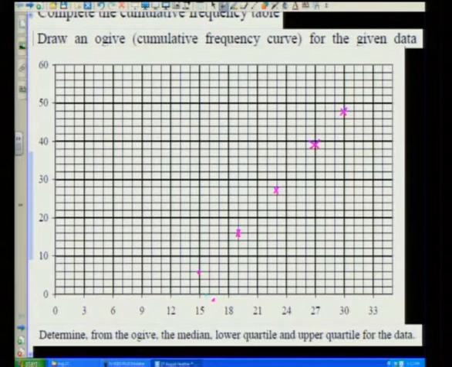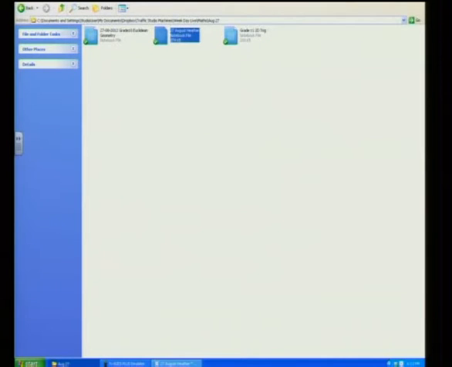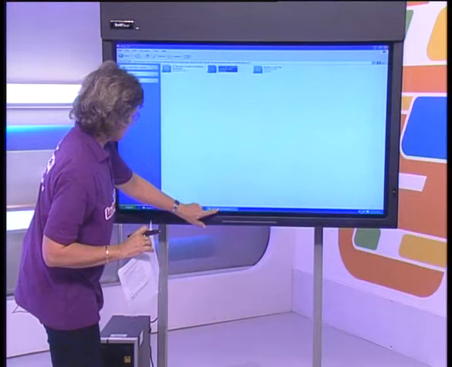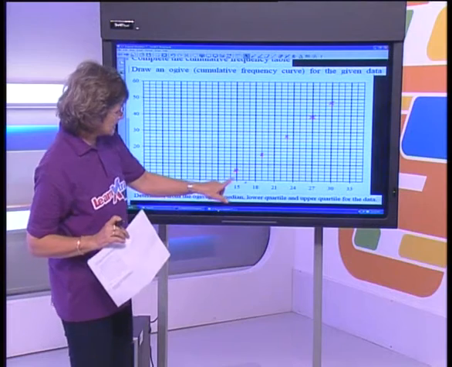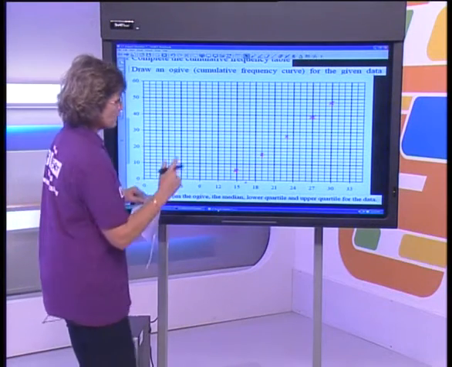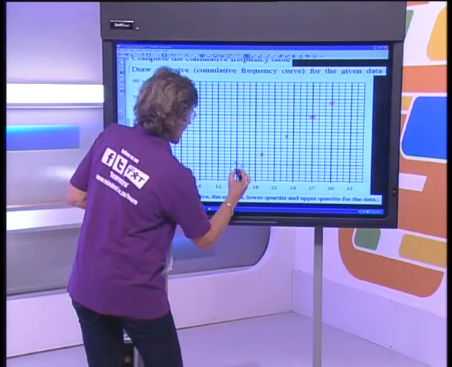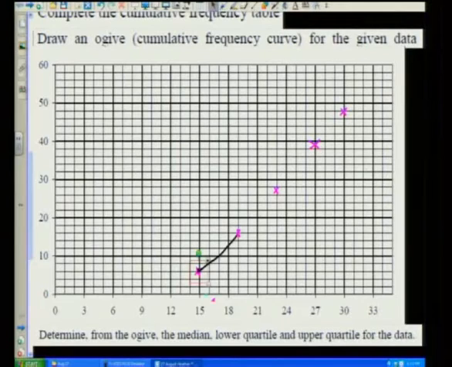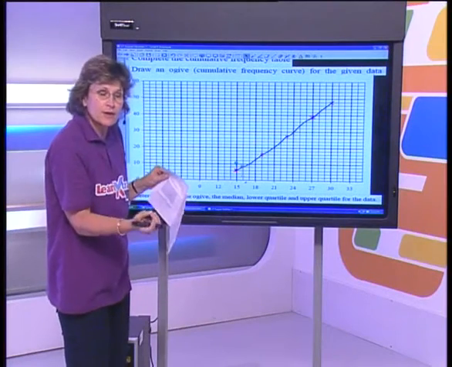Okay. Now what I need to point out here is, can you see that our first end point was 15? Okay. So let's just get it back again. Our first end point was 15. So if we take our 15 and we join it to the next one, and then to the next one, and then to the next one, and then to the next one, that gives us our cumulative frequency curve, or our ogive. But unfortunately, you have to anchor your graph.